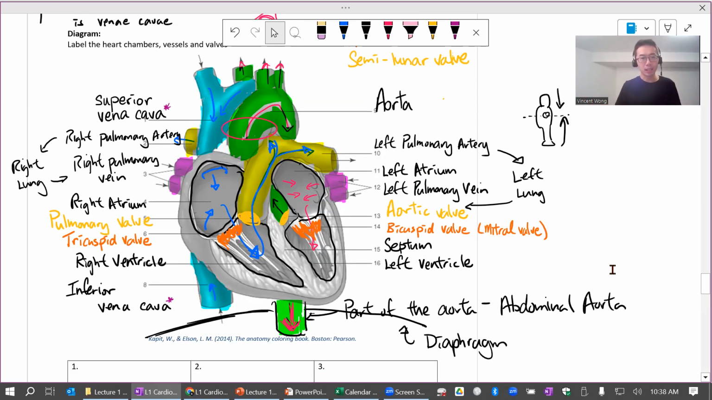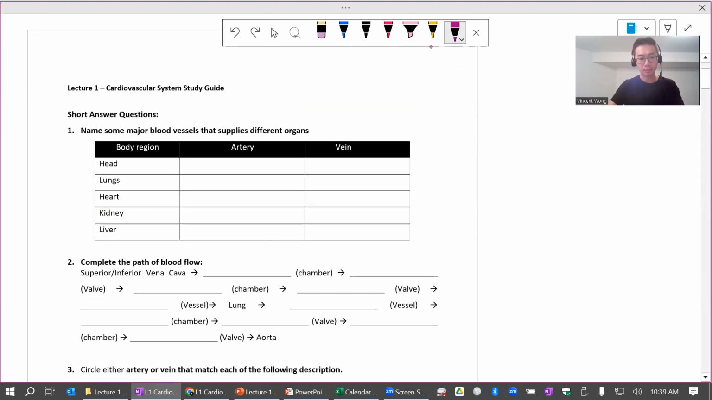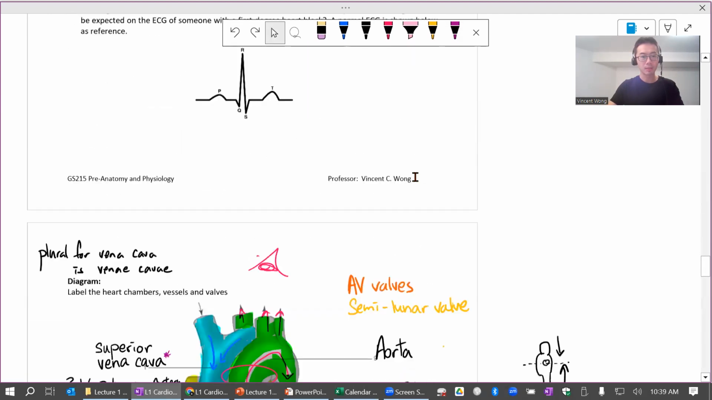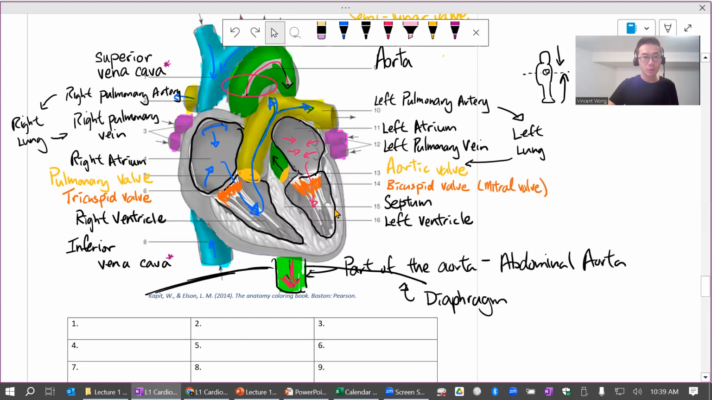Okay, so take a look here. You don't have to draw anything. Just look here. This is the right side: the right atrium, the right ventricle. And then it's going to send the blood to the lungs through the pulmonary artery. But on the other side, it's going to send the blood to the aorta. So these are like the exit points.